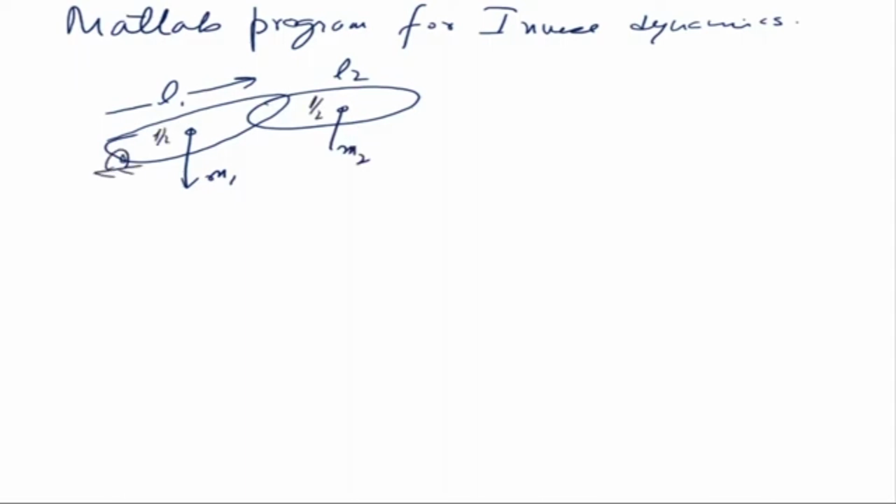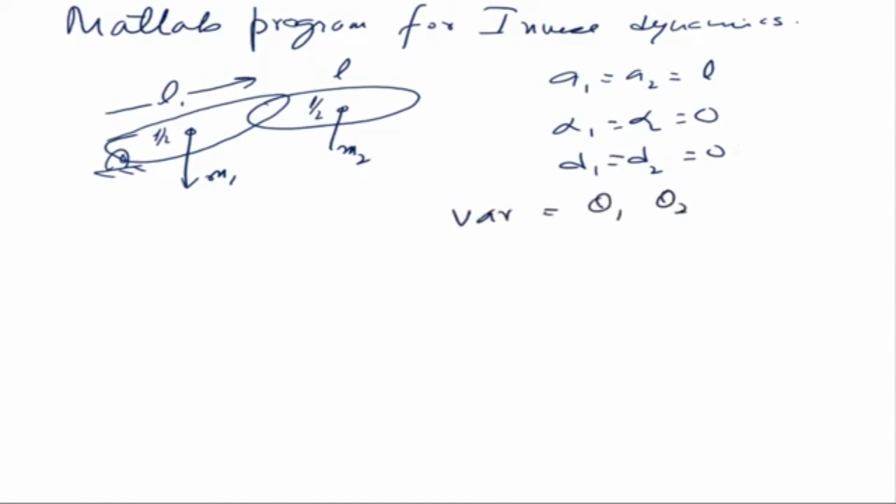And the parameters we have also written some time back. So A1 is equal to A2 is equal to L. Sorry, not L1, L2, let's make it L. Now alpha 1 is equal to alpha 2 is equal to 0, D1 is equal to D2 is equal to 0, and the variables are theta 1 and theta 2. So the first thing in the program that you have to write is the mass parameters. We have to define the mass parameters as M1 and M2.